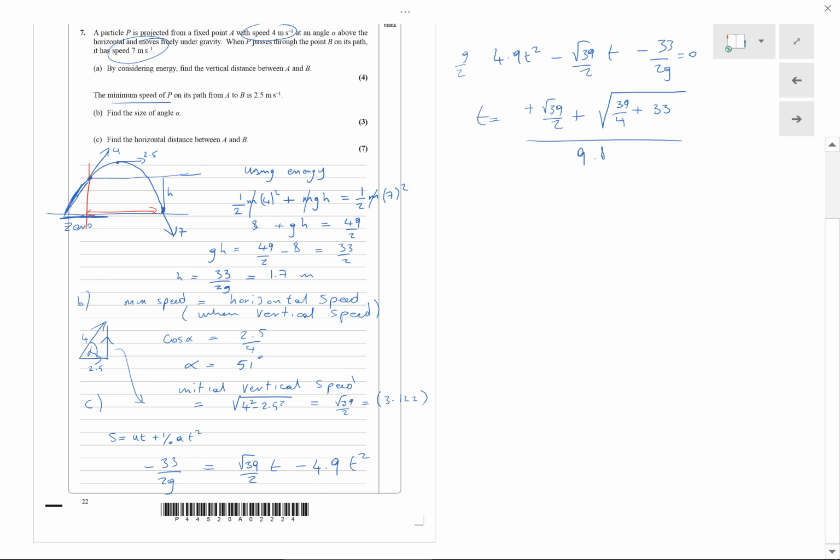Okay, so I'm probably making a meal of this. You can put it in your FX991 ES Plus to check the answer. That comes to a value of t of 0.986 plus some more stuff. But remember, we wanted to work out the horizontal distance.